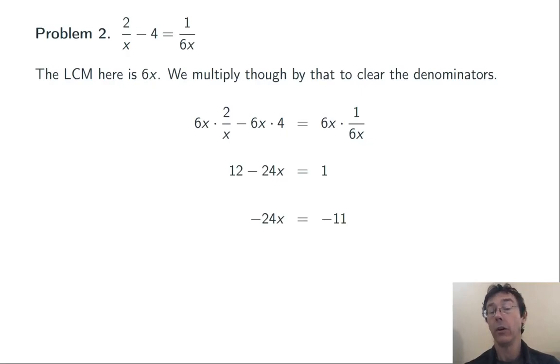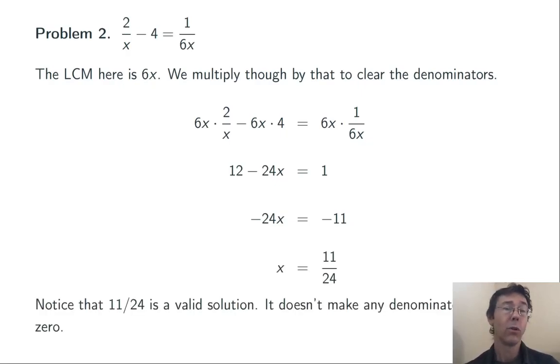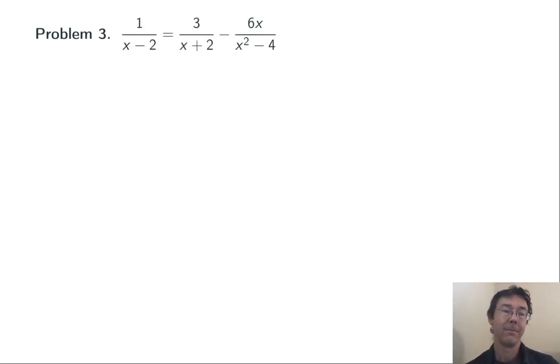Get the x's all alone by subtracting 12 from both sides. And then divide by negative 24 to get the final answer. x is 11/24. By the way, notice that x equals 11/24 is a valid solution here. If I plug it back into my original equation, the denominator's never 0. Now, this is something that you always should check, as the next example will illustrate.